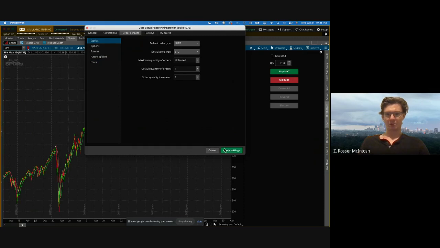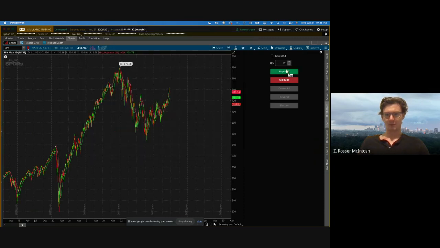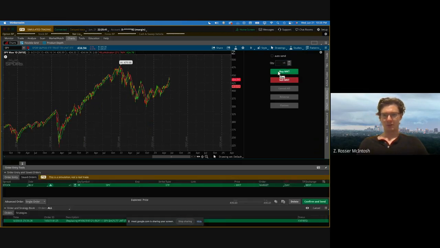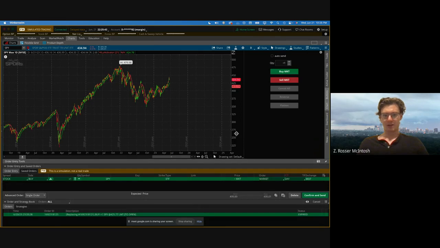But we'll just set this to 1. There we go. And now if we hit plus 1, it'll just add 1. We start at 1. It's easier. So here, if we hit buy market, market is closed right now, but it'll pop up the order entry bar. Here we can see all the information pertaining to the order.